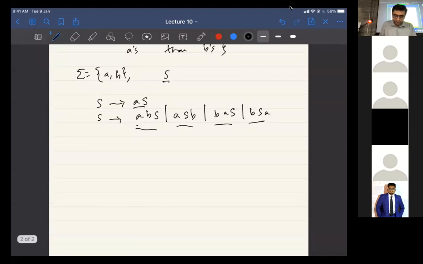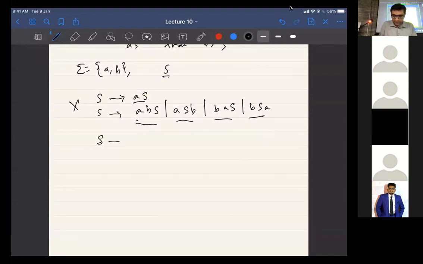Okay, so let me refine it. So let's say S is AT, and this means that whenever we apply this rule, we would have A's, just A's, right? Okay, so let's say we can change it to T, and this T is ABS, or ASB, or BAS, or BSA. So this particular grammar will contain all strings which have more A's than B's. This is one possible solution. There might be other possible solutions, but this is one possible solution.